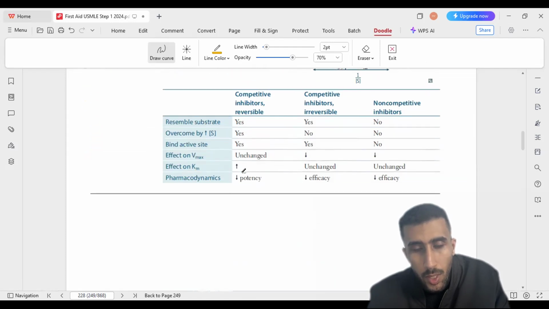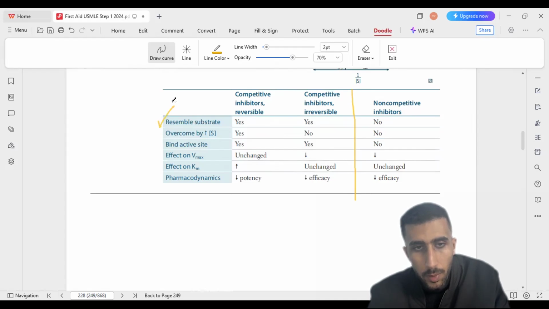I'm going to say the same things that I have just said, but through this table. So you have competitive inhibitors and the non-competitive inhibitor. The competitive inhibitors are further subdivided into reversible competitive inhibitor and irreversible competitive inhibitor, and the non-competitive inhibitor is on the other side.